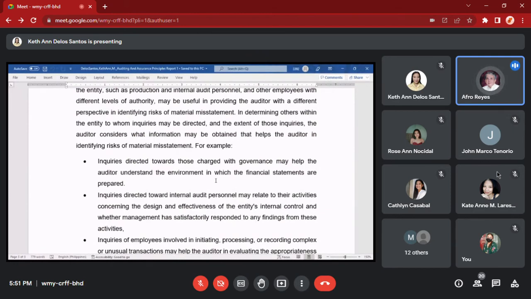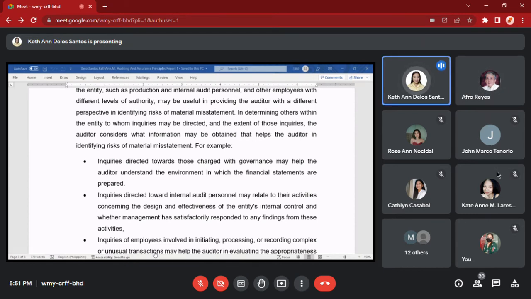In a corporate setup. Inquiries directed towards those charged with governance may help the auditor understand the environment in which the financial statements are prepared. Sino ba yan? Sino yan, mga yan?